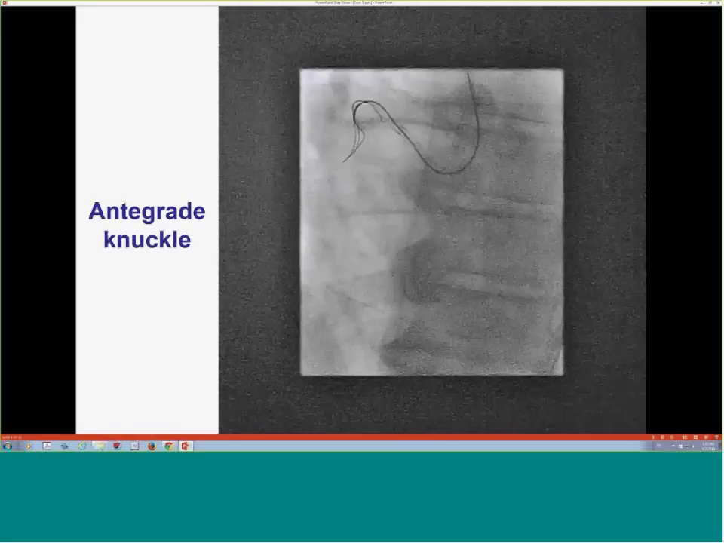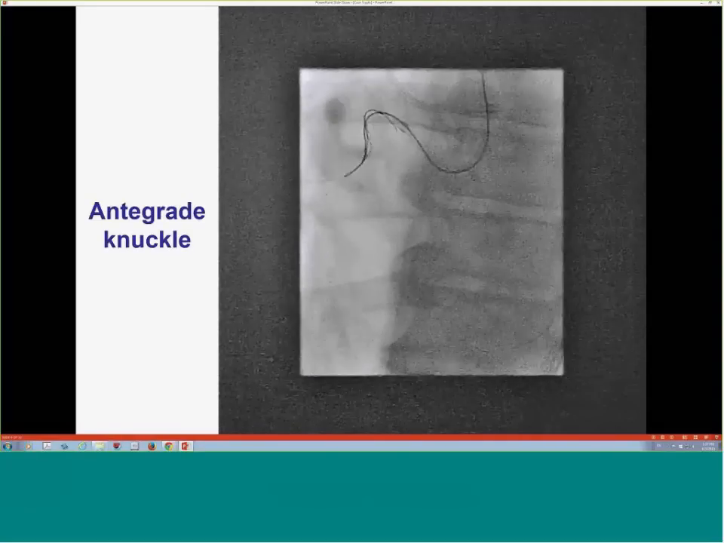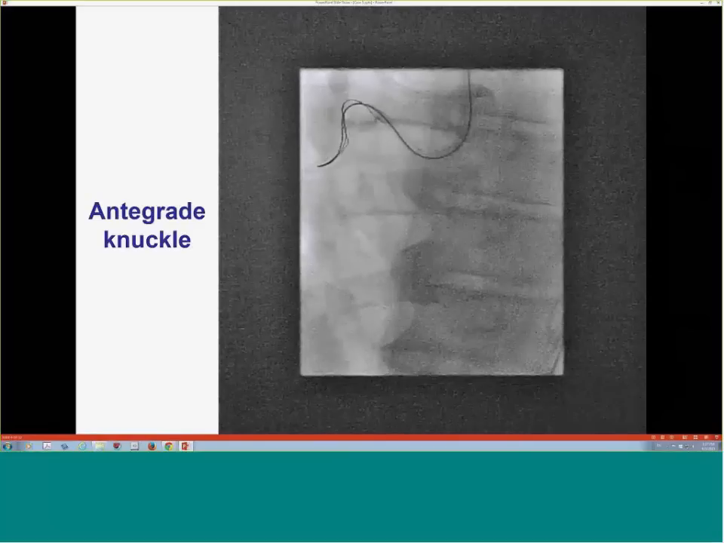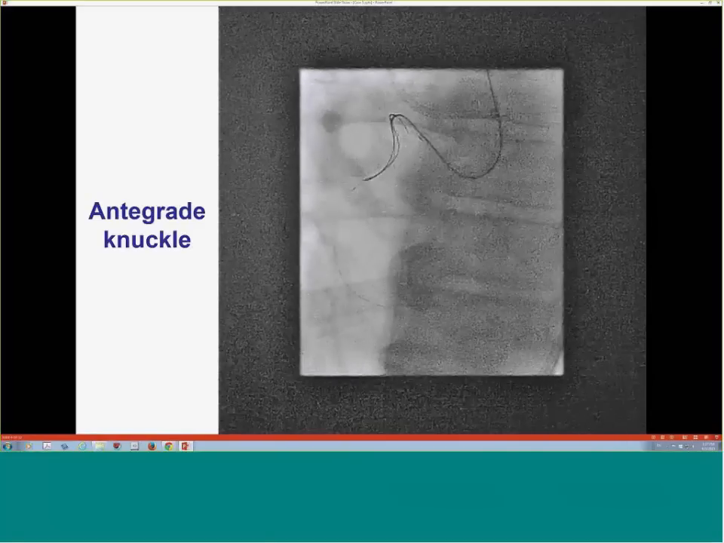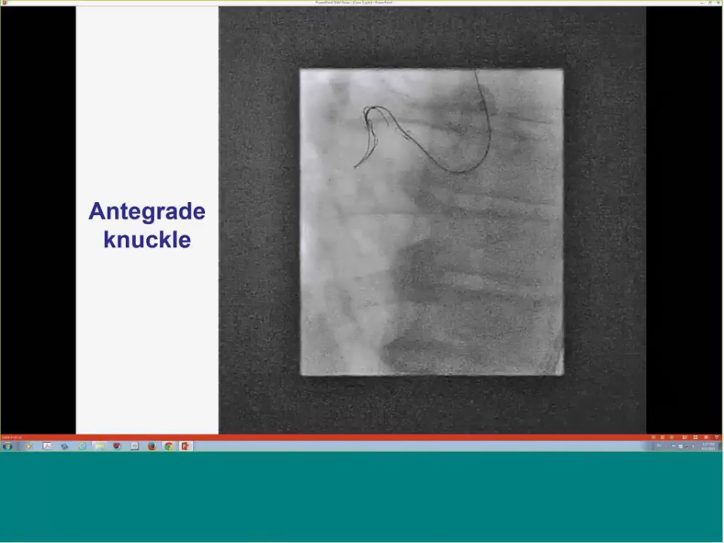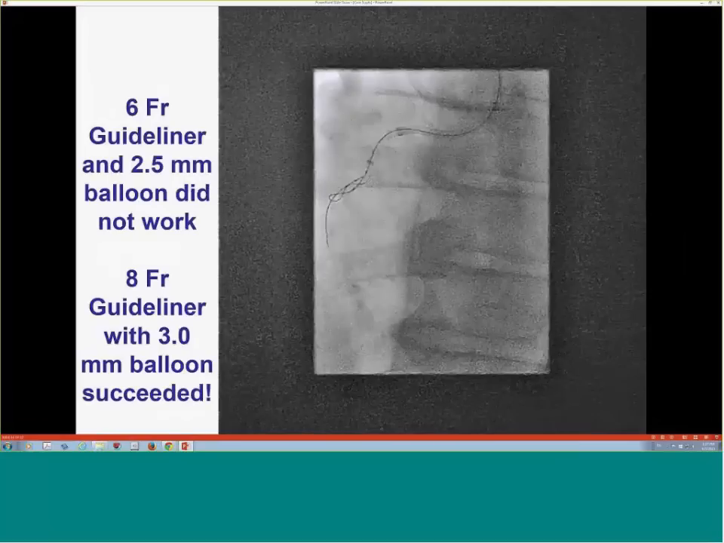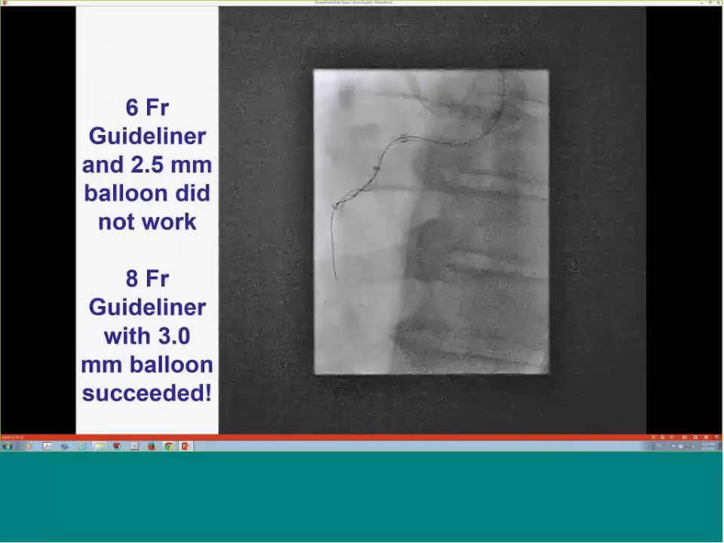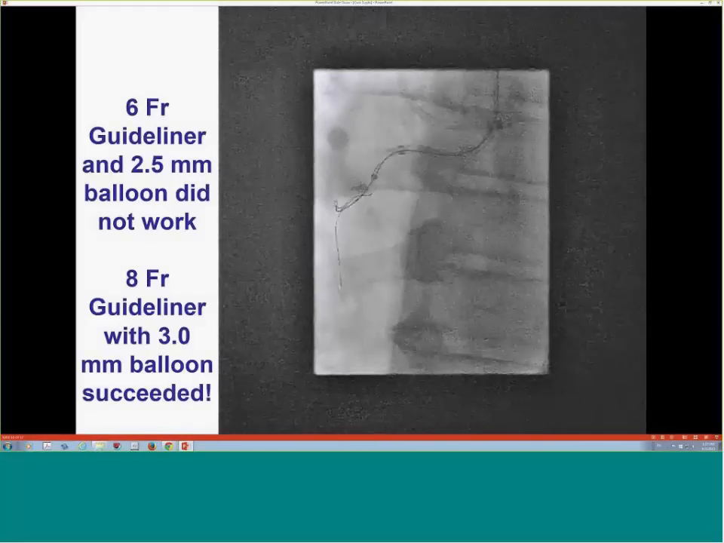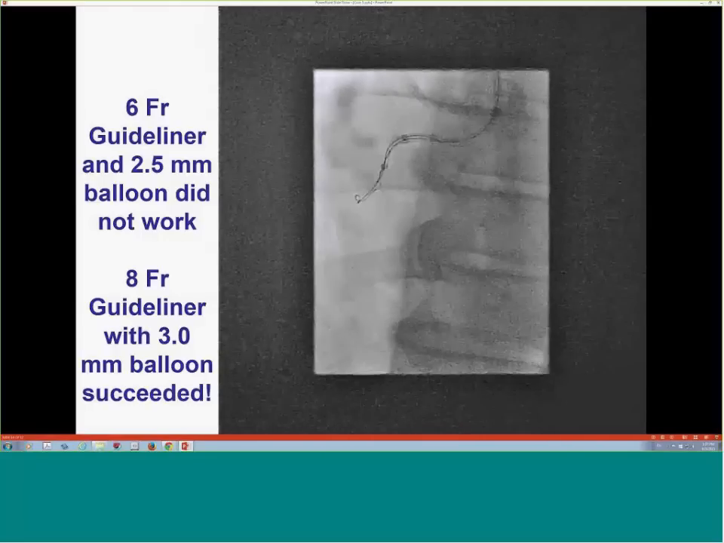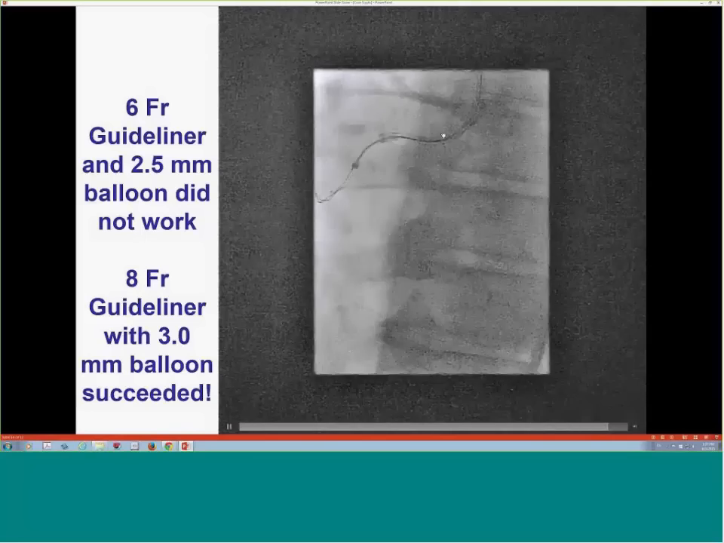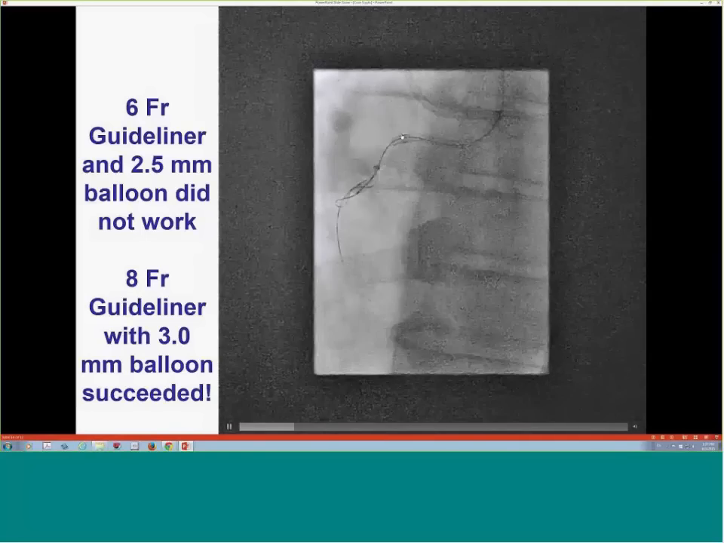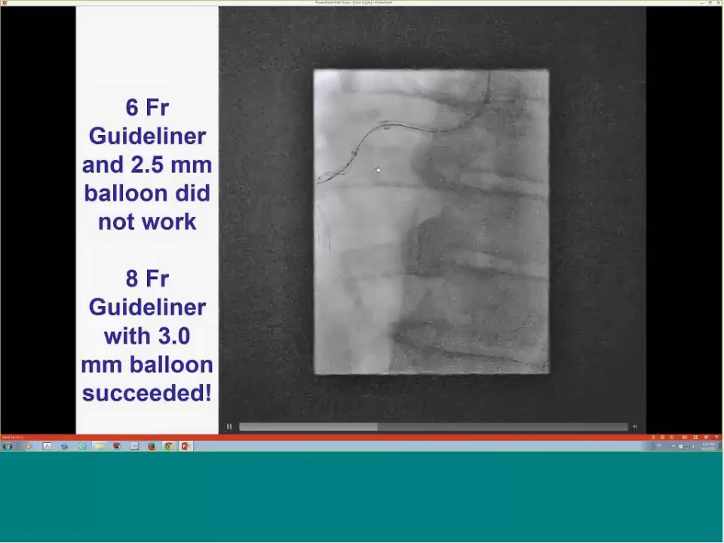And then we knew from the retrograde wire where to go antegrade, and now we have an antegrade Corsair with a Fielder XT, and we put in a knuckle and were able to advance all the way past the bend. And then we had a pretty hard time, I must admit, getting the reverse CART going. So you're seeing here we have an Amplatz 1 guide, and this is actually a guideliner.